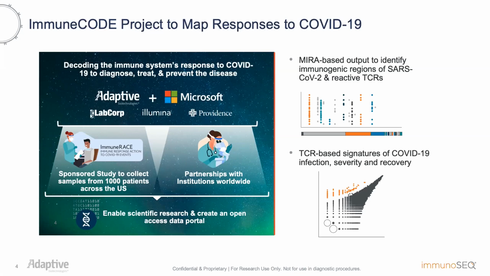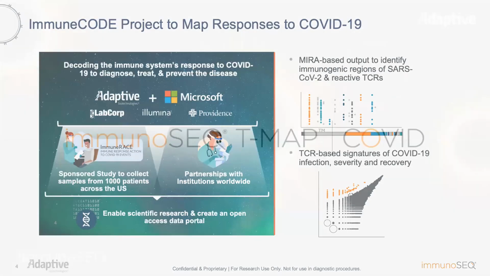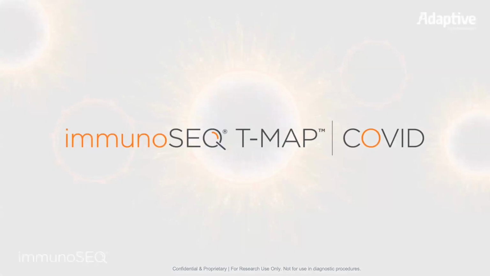The repertoire level information has come from our own internally sponsored study called ImmuneRACE, as well as partnerships with institutions around the world to sequence and make available the data for individuals exposed to, actively infected with, or recovered from COVID-19. And all of this has come together in that ImmuneCODE database, but also is available for incorporation into your own work in our immunoSEQ Analyzer through our immunoSEQ T-MAP COVID.